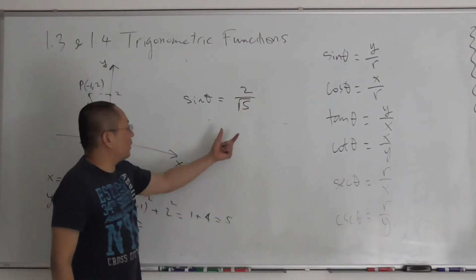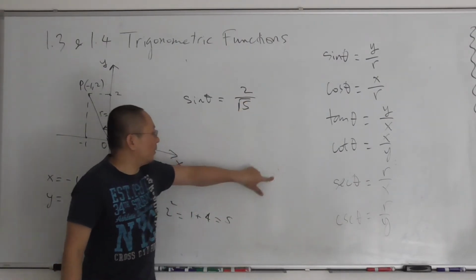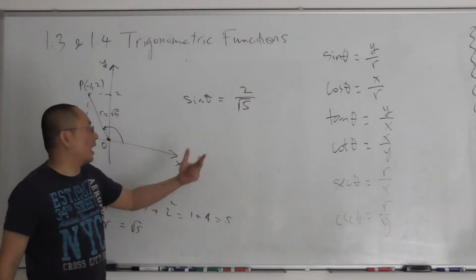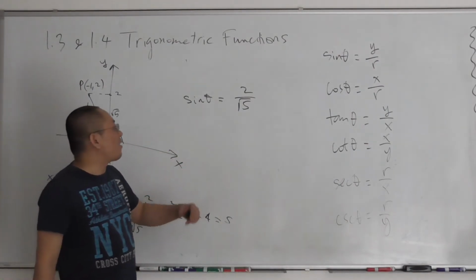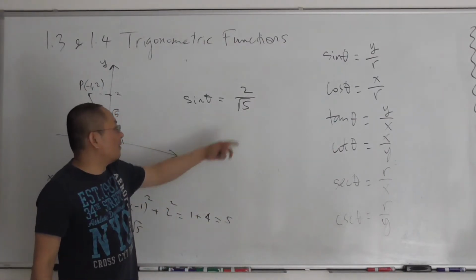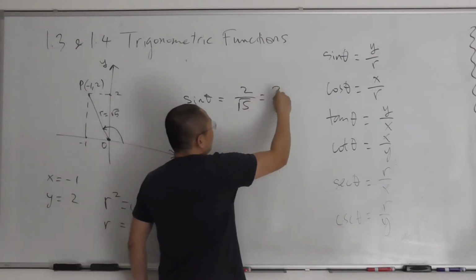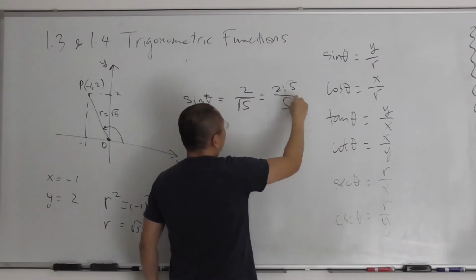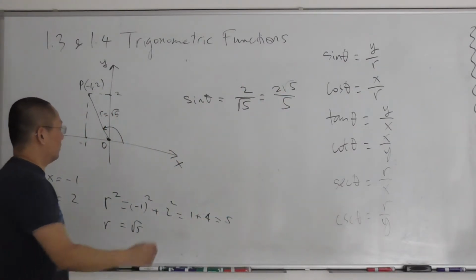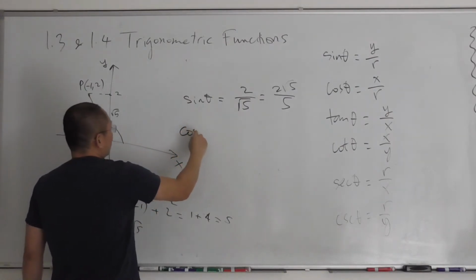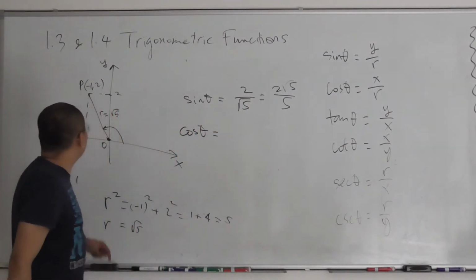And usually people don't want to put radical on the denominator. To me, it's fine. You can write it this way. That's totally okay with me. But if you want to rationalize it, you're going to multiply the top and bottom by √5. You're going to have 2 square root of 5 over 5. Either way of writing are the same to me. Don't make any difference.